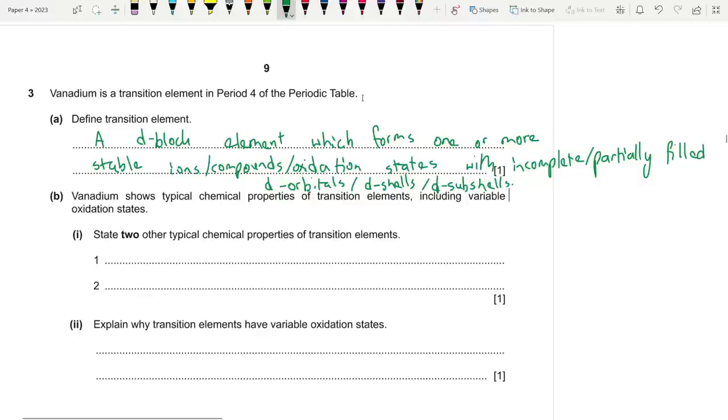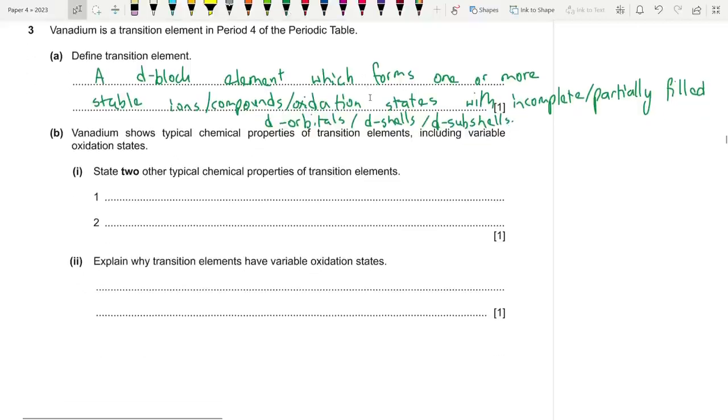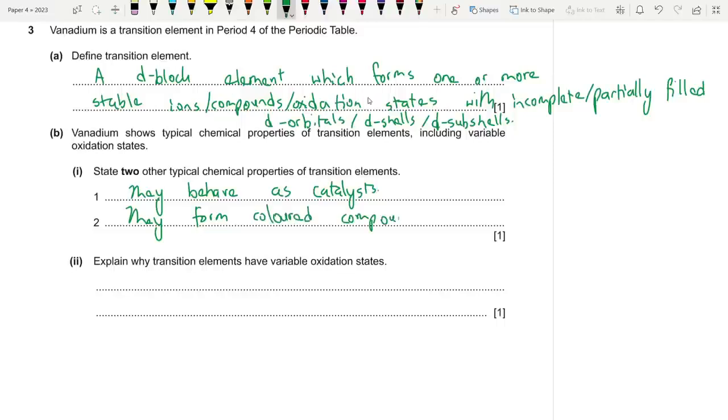Vanadium shows typical chemical properties of transition elements, including variable oxidation states. State 2 other typical chemical properties of transition elements. Not physical properties, chemical properties. Firstly, they behave as catalysts. They form colored compounds. And last but not least, they form complex ions. You guys need to memorize this thoroughly.